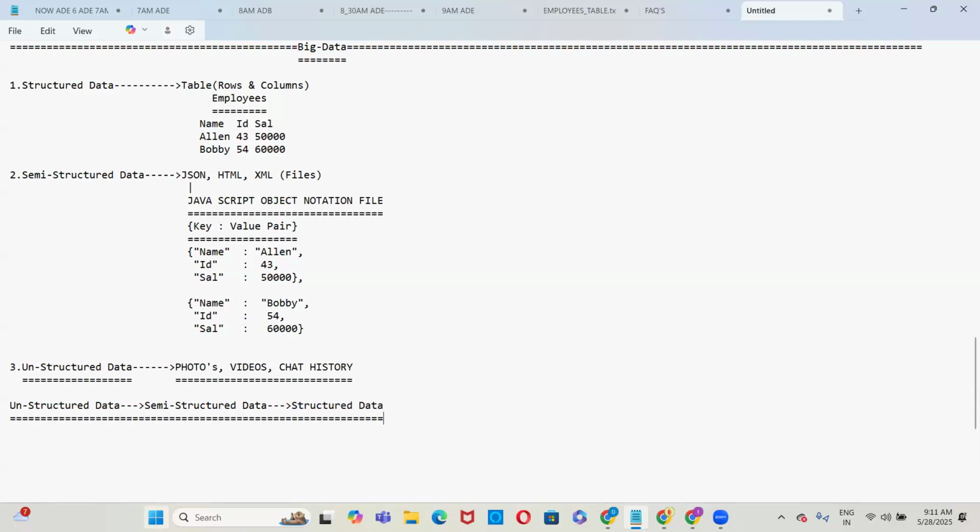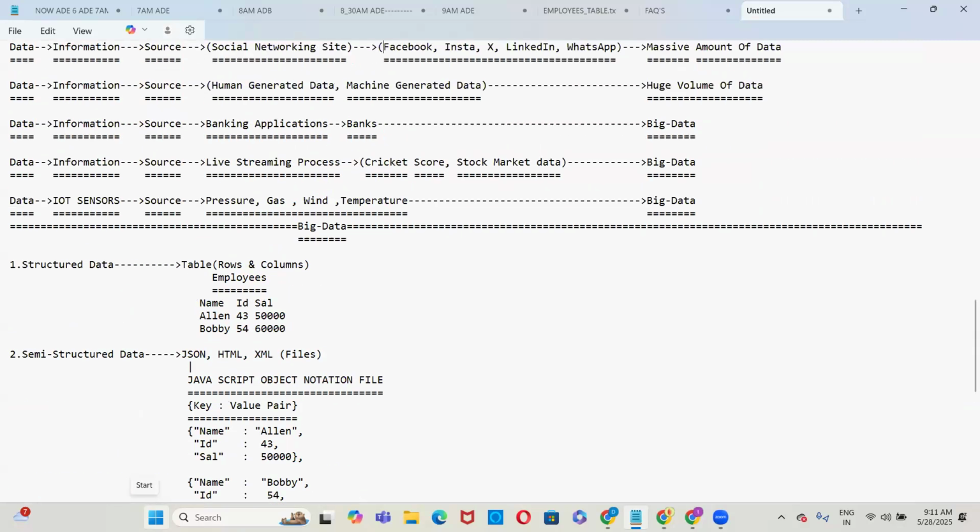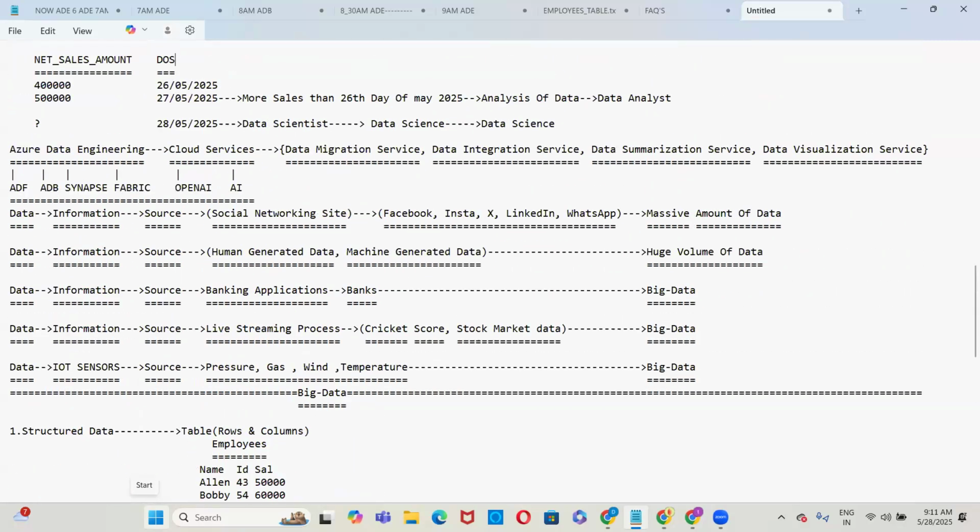And from tomorrow, we'll have the regular sessions, guys. The session will start at 8 o'clock from tomorrow onwards. Tomorrow we are going to start with the first service. As you know, these are all the services we have. The first service is ADB, which we are going to see as Azure Database. So tomorrow's session will be at 8 o'clock.